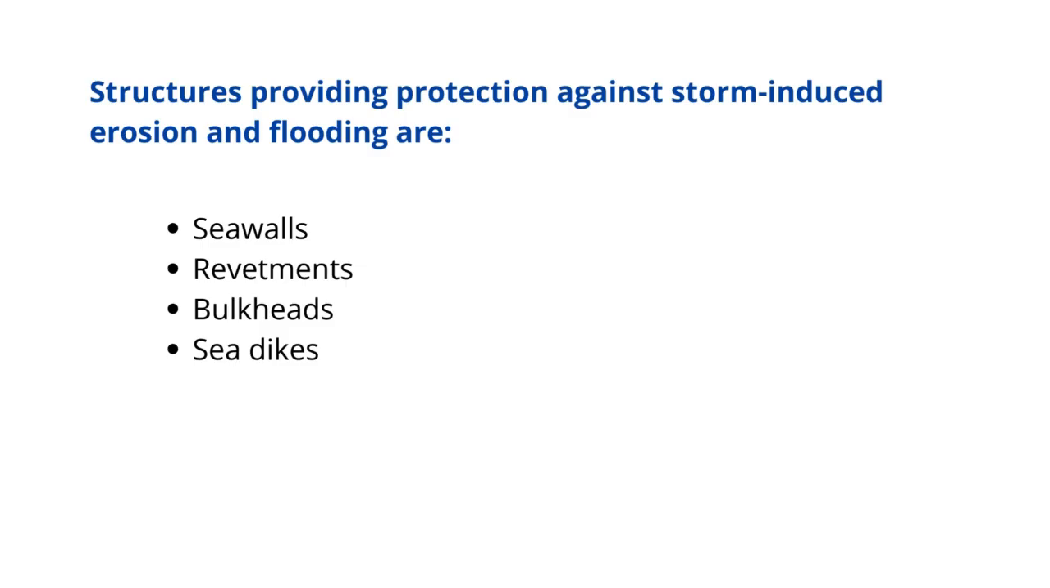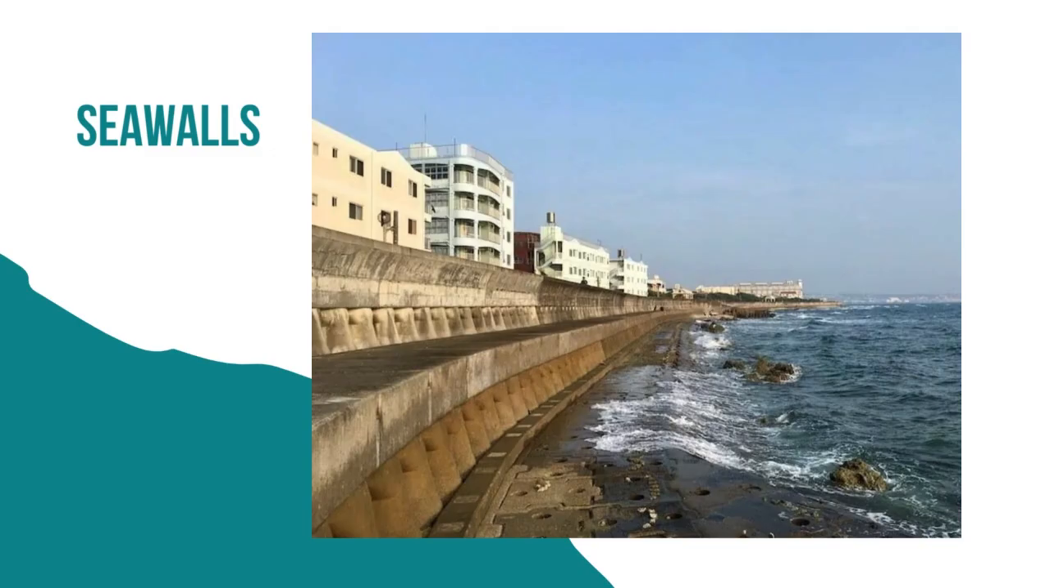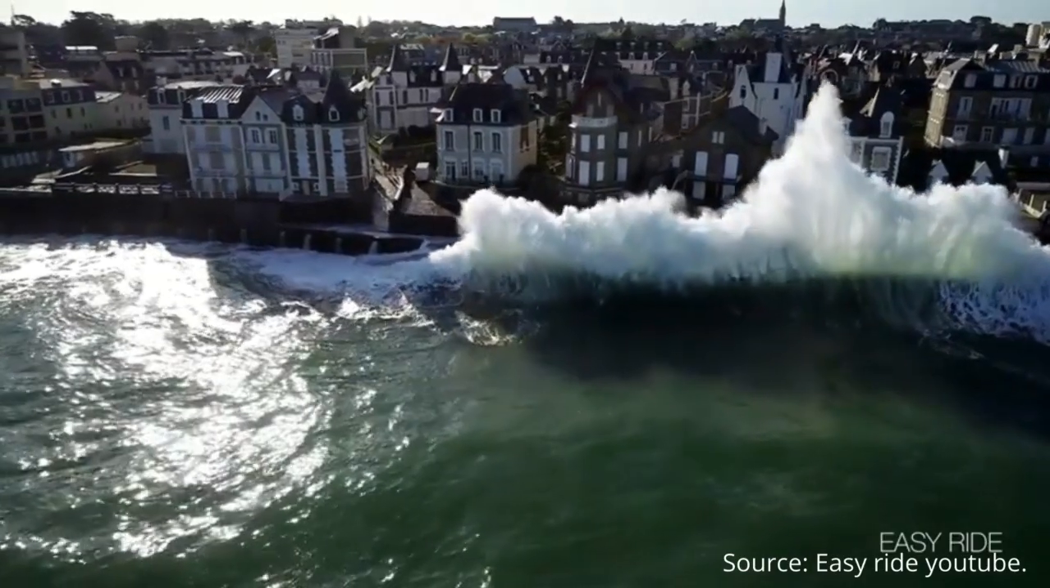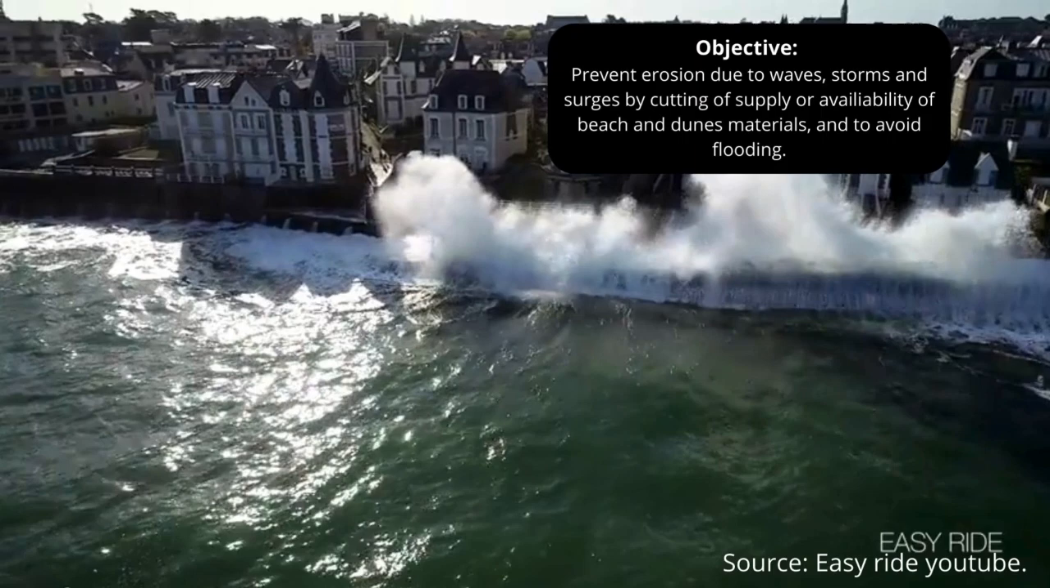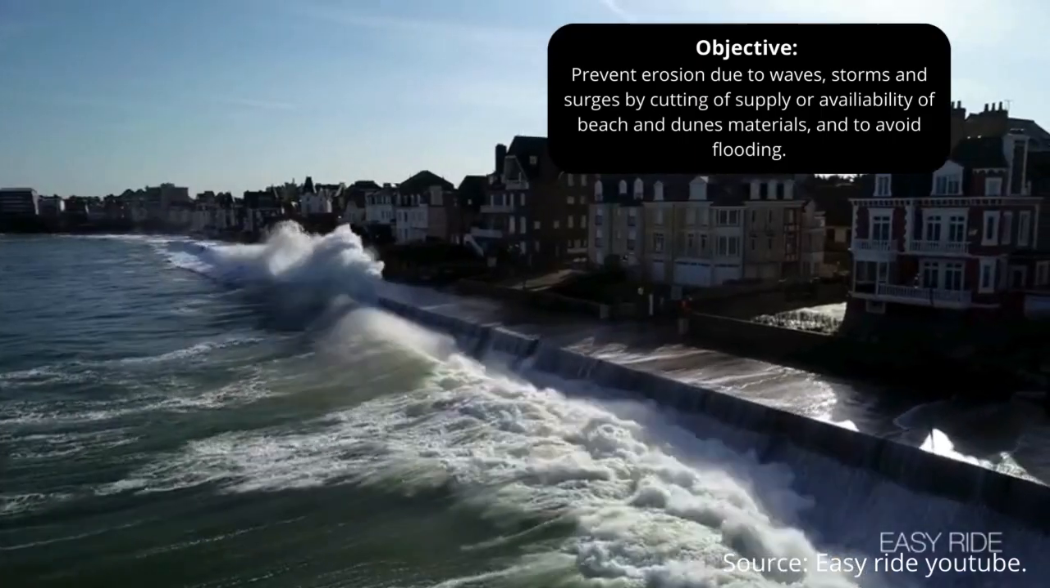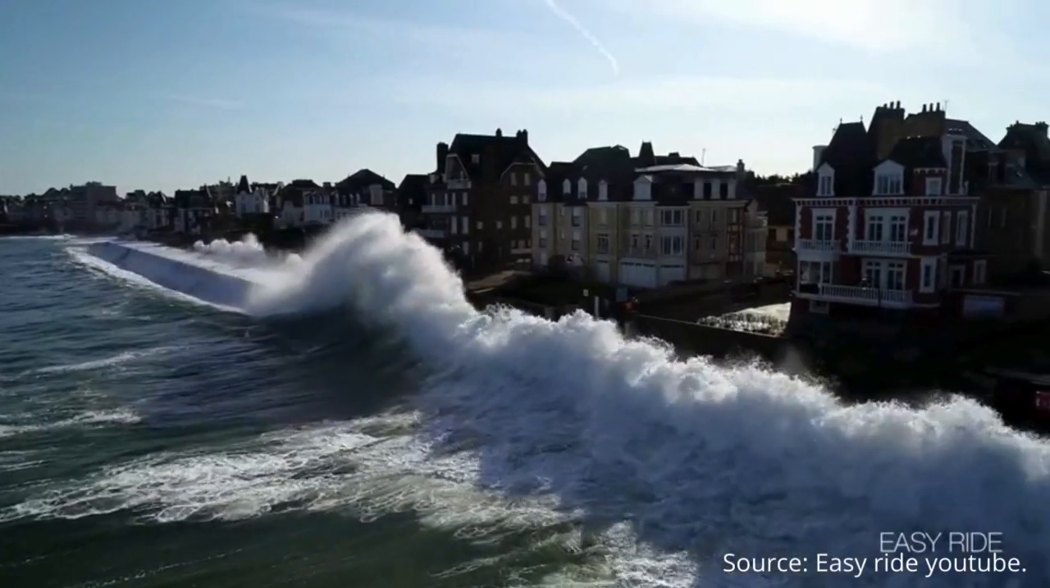By contrast, the structures that can be effective in protection of the mainland against storm-induced erosion and flooding are seawalls, revetments, bulkheads, sea dikes. A seawall is a shore-parallel and nearly vertical structure at the transition between the beach and the higher mainland or dune. The seaward sloping surface of a seawall is generally impermeable, and seawalls are designed to prevent coastal erosion and other damage due to wave action and storm surge, such as flooding.